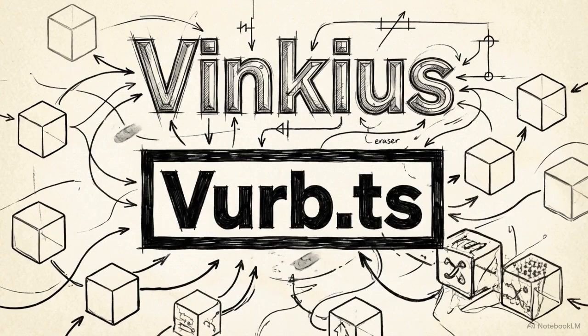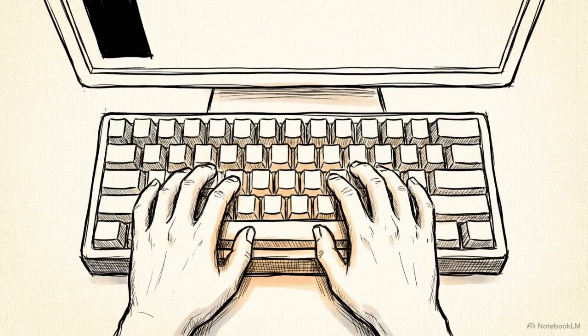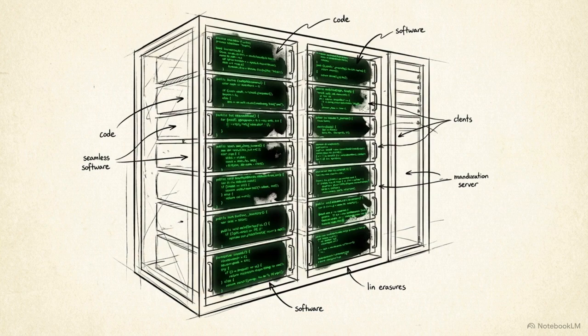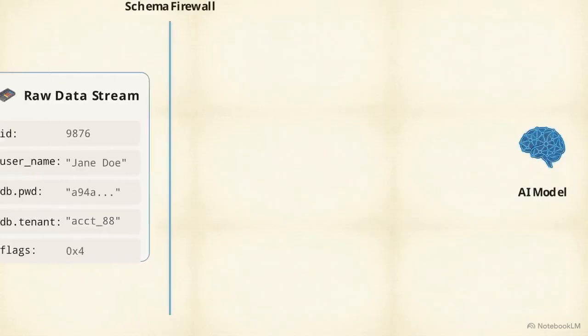This is where Vurb.ts comes in. It's the open-source foundation of Vinkius. Instead of coding your own secure MCP server, you write a prompt, and your AI writes a production-ready server for you. This diagram demonstrates schema-as-firewall.